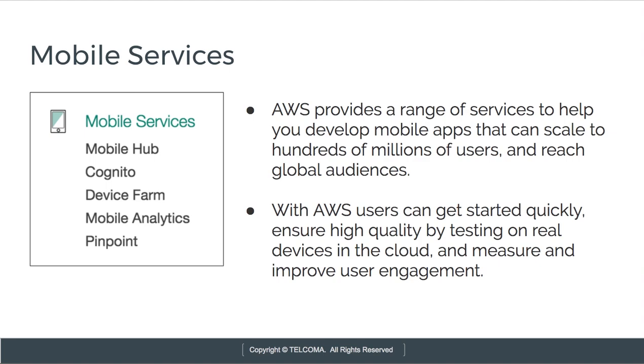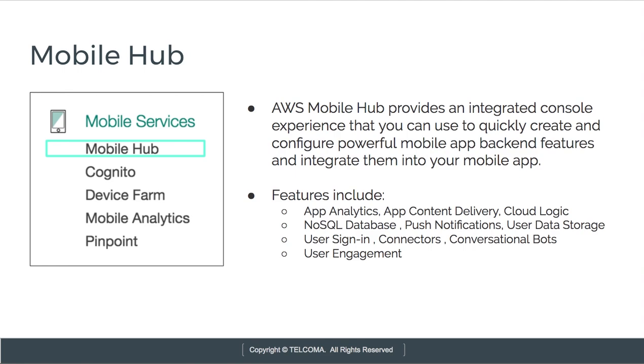AWS provides a variety of services so that they can help developers to build new mobile apps. They can reach or they can scale number of users or even millions of users globally. AWS users can have high quality mobile apps because we have high quality testing on real devices in the cloud. And also we can measure as well as improve user engagement, so we have a better user experience with these mobile services. The very first we have Mobile Hub.